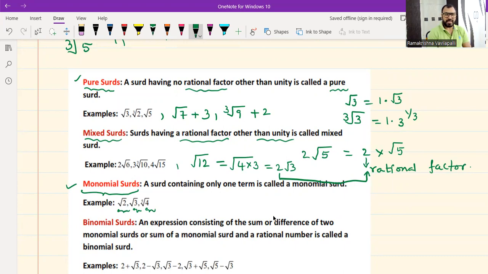I can write some other examples, like square root of 27. This I can write further as 3 into root 3. It has only one term, but it's not a pure surd because it has a rational factor 3. So it is a monomial surd.